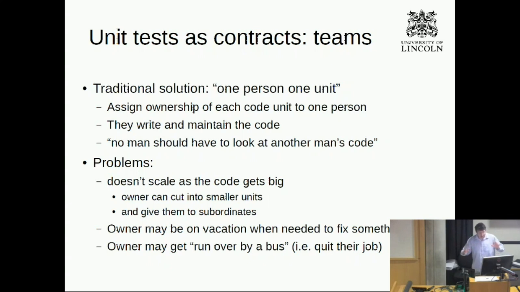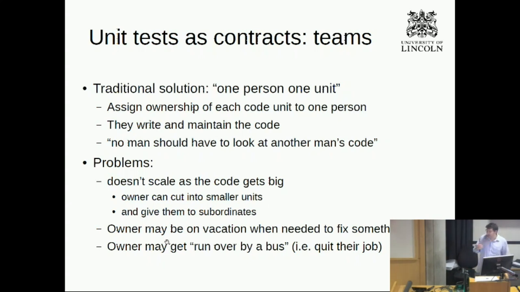In this approach, then, you are completely responsible for what is inside that unit. Other people can see the interface, the API, and that's how you're going to communicate. The problem with this is that it doesn't scale. As the code gets big, one person can't maintain all that code. You can resolve this by cutting it into pieces, and the maintainer of that unit can then give each subunit to someone else and give them responsibility like that.